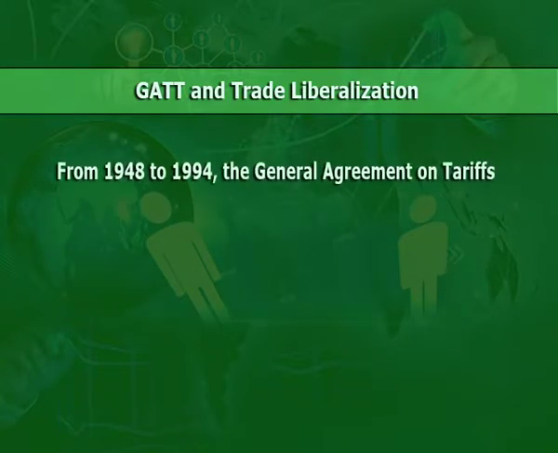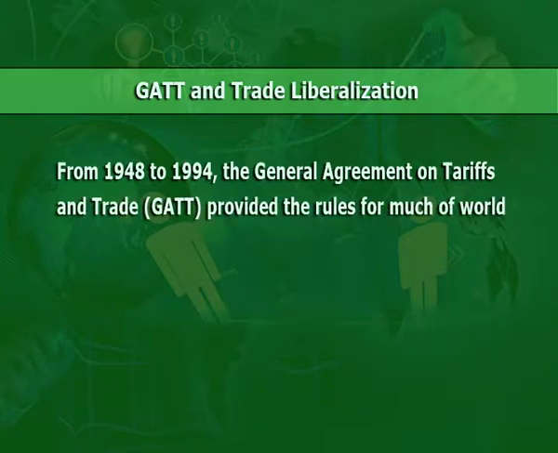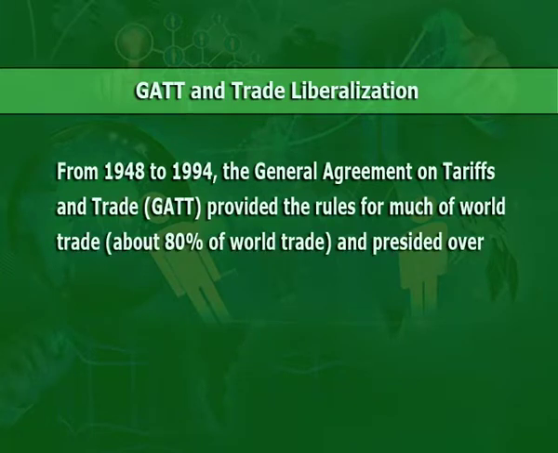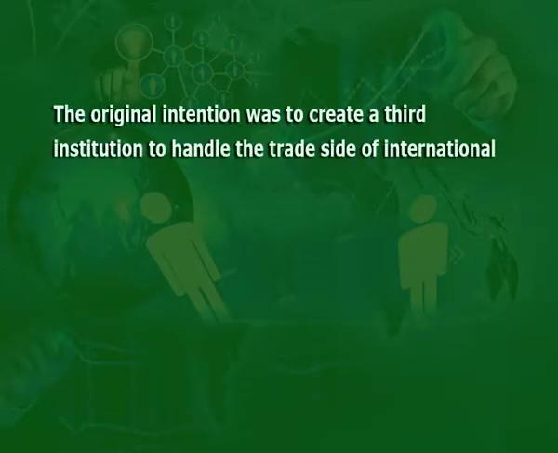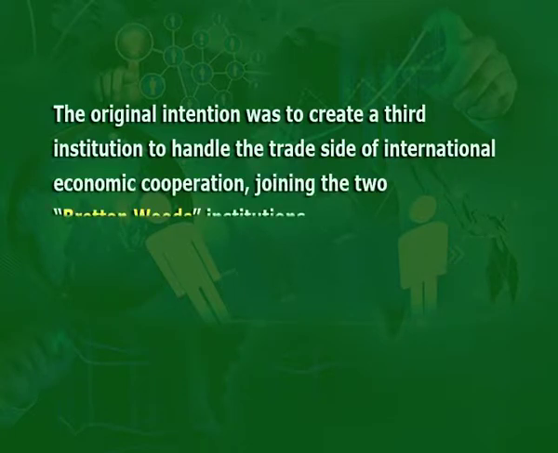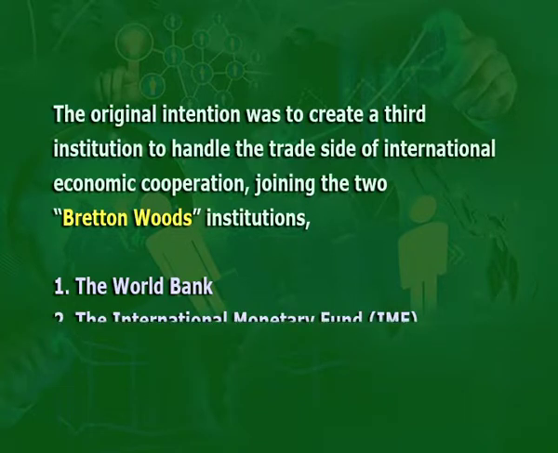From 1948 to 1994, the General Agreement on Tariffs and Trade, also known as GATT, provided the rules for much of world trade, about 80% of world trade, and presided over periods that saw some of the highest growth rates in international commerce. It seemed well established, but throughout those 47 years, it was a provisional agreement and organization. The original intention was to create a third institution to handle the trade side of international economic cooperation, joining the two Bretton Woods institutions, the World Bank and the International Monetary Fund, also known as IMF. During this period, GATT sponsored 8 trade rounds, where member nations agreed to mutually reduce trade barriers.